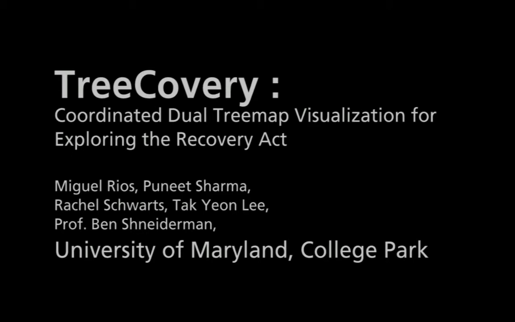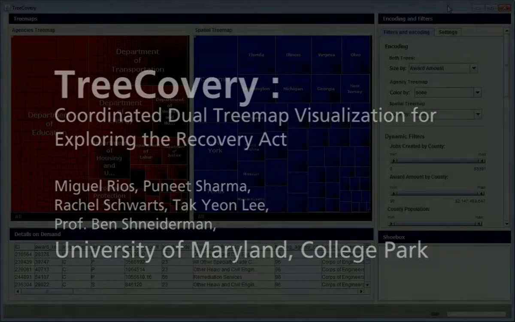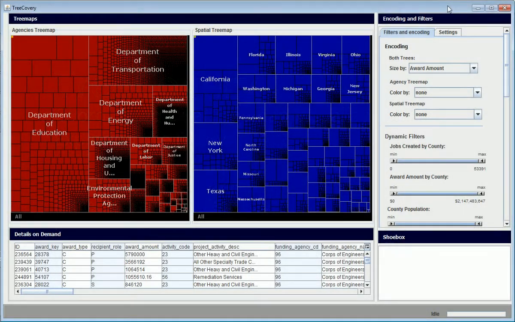In this video, we explain the features of the TreeCovery application. TreeCovery is used to visualize the recovery.gov data, which can be structured as two hierarchies. Award recipients can be aggregated by county and state or by project and funding agency. TreeCovery's main feature is two tree maps that reflect these two hierarchies.